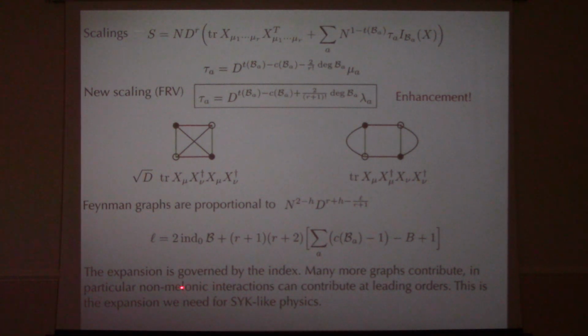In the new expansion, governed by the index, many more graphs contribute, and in particular, now the non-melonic interactions can and do contribute to leading order. So in this new limit, these vertices will appear in the leading order graphs, unlike the standard limit. We've called the index 0 graphs the generalized melons. It's a much larger class than the ordinary melons. Ordinary melons are generalized melons, but the other way is incorrect. And so the limits of these models will be physically more interesting because they contain many more graphs. This is the expansion we need to get SYK-like physics in general.